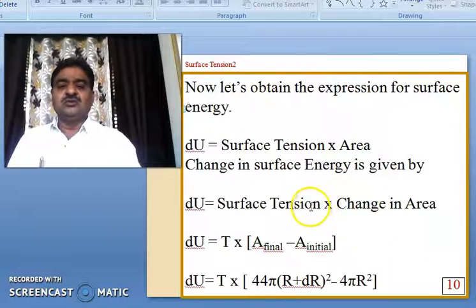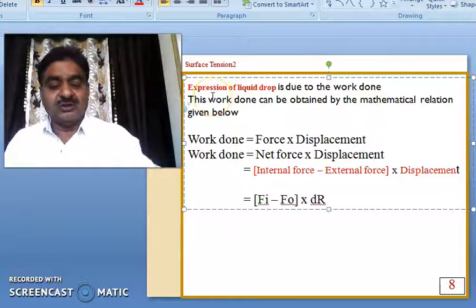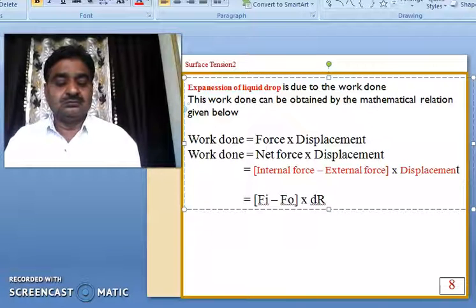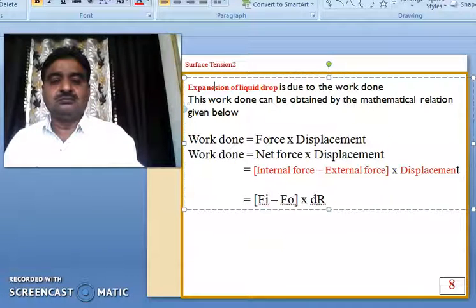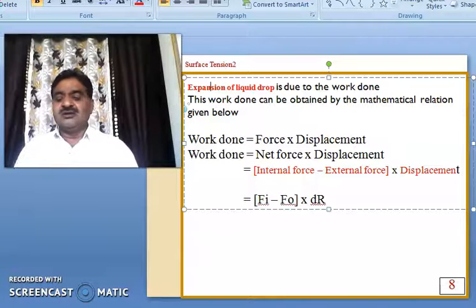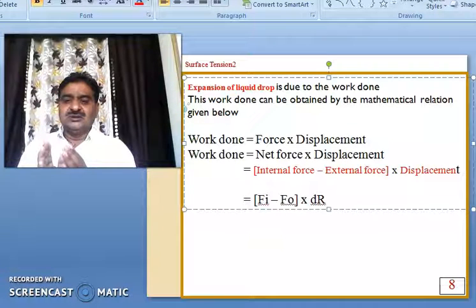What is the formula of work done? The expansion of the liquid drop is due to work done. This work done can be obtained by using the mathematical relation given below. Work is nothing but the product of force and displacement. You are familiar with the definition of work.